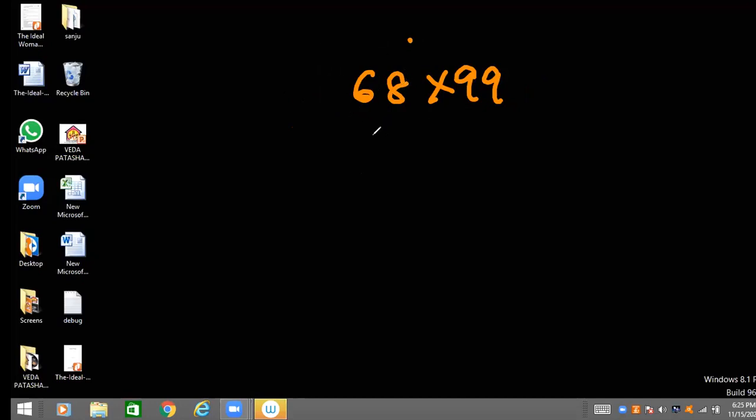Let me tell you how to solve it. Step one: we have to subtract one from the left-hand side. What will the answer be, Anand? 68 minus 1. Sir, 67. Very good. Now you forget about it. After writing this answer, you forget about the left-hand side part. And now we need to subtract this 67 from 99.